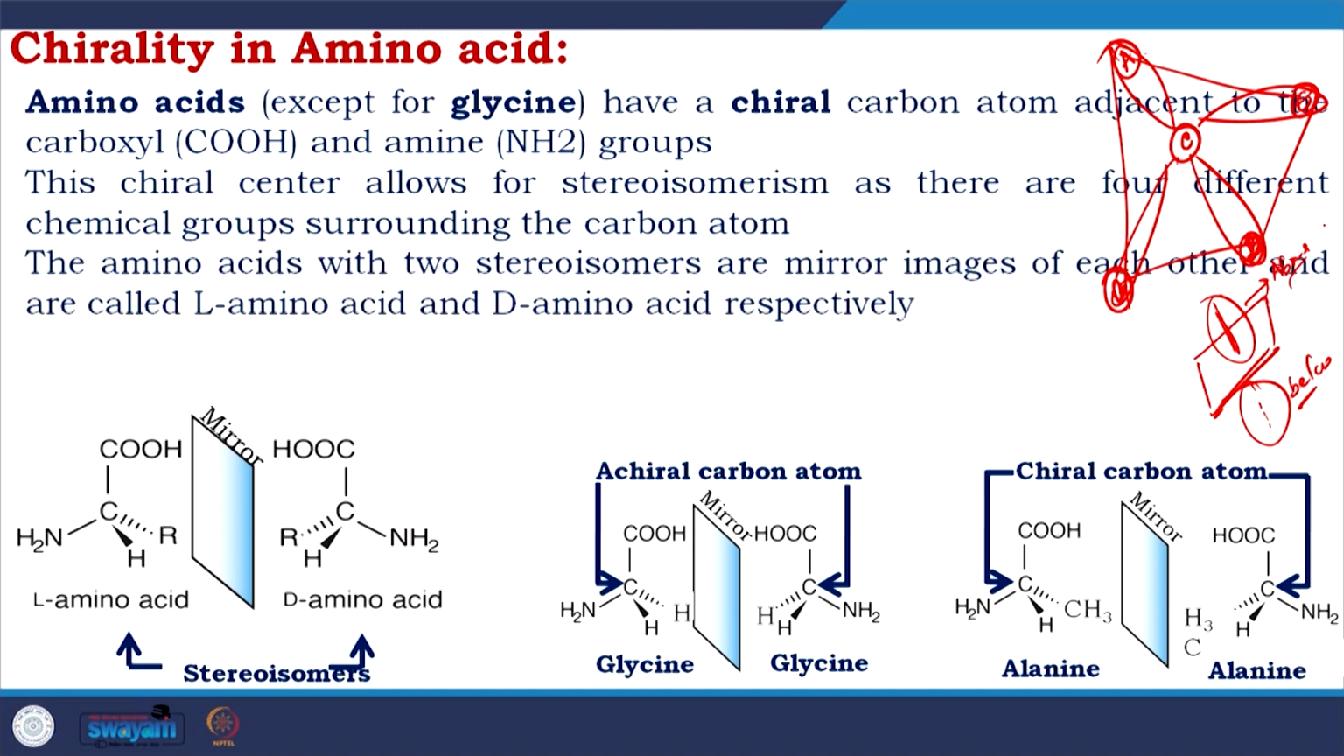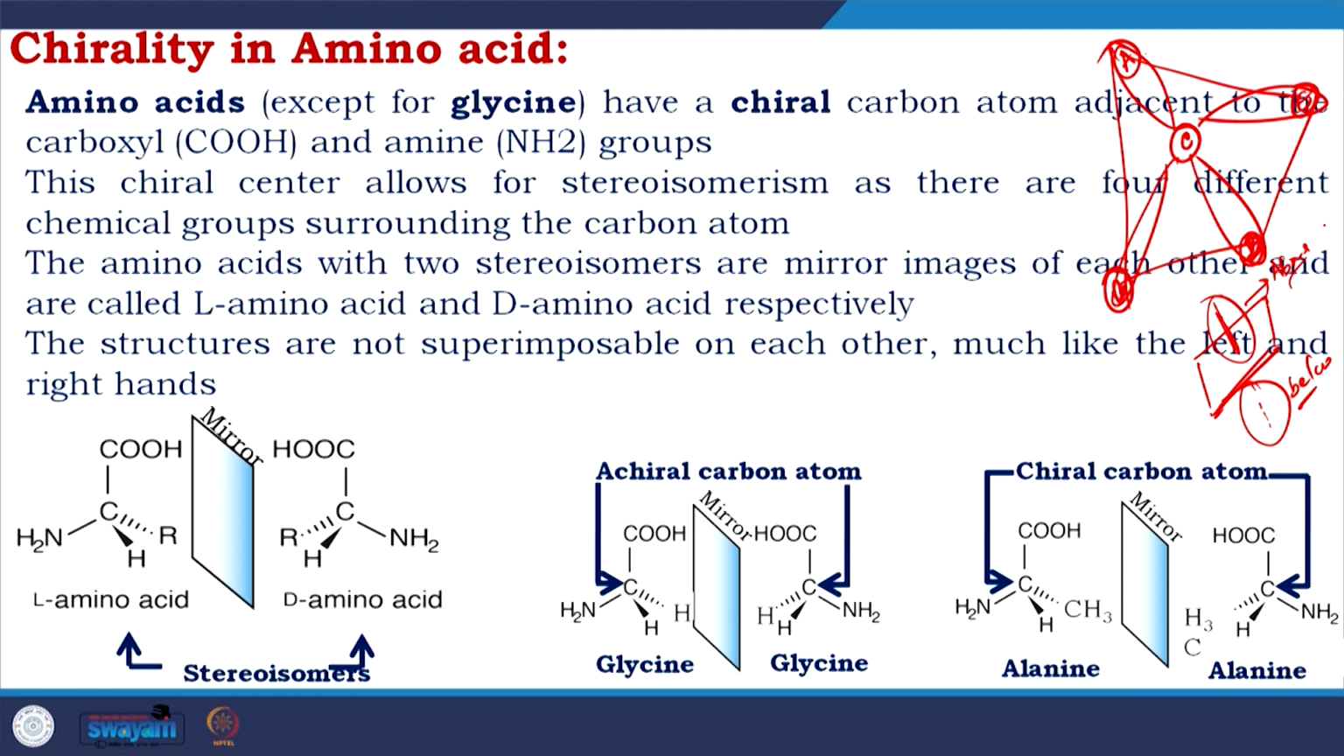The amino acids with 2 stereoisomers are mirror images of each other and are called L amino acid and D amino acids respectively. The structures are not superimposable on each other, much like the left and right hands. L amino acid and D amino acid are called stereoisomers. In glycine, both are the same, whereas in alanine they are not the same, and you see that it cannot be superimposed.